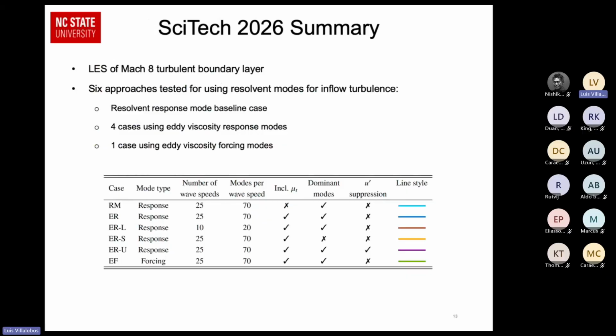Examples of cases that we run, and all the cases that I'm using use a similar sort of number of modes. So maybe like 10 to 25 wave speeds in the boundary layer. And then we pick about 20 to 70 modes at each of those wave speeds. So just multiply that to get the total number of modes. And the cost, the 1D resolvent is very cheap to calculate.